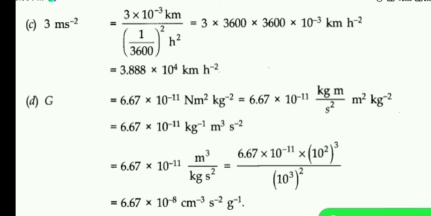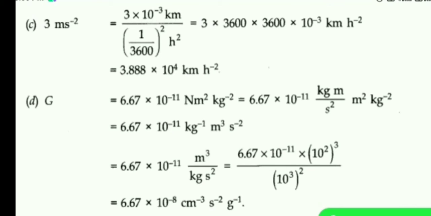Now, we already know the Newton is the SI unit of force, and another unit of force is kilogram meter per second square. So it will be 6.67 into 10 to the power minus 11 kilogram meter per second square into meter square per kilogram square. Now solve this one. 6.67 into 10 to the power minus 11 per kg meter cube per second square. Now it will be 6.67 into 10 to the power minus 11 meter cube per kg per second square.